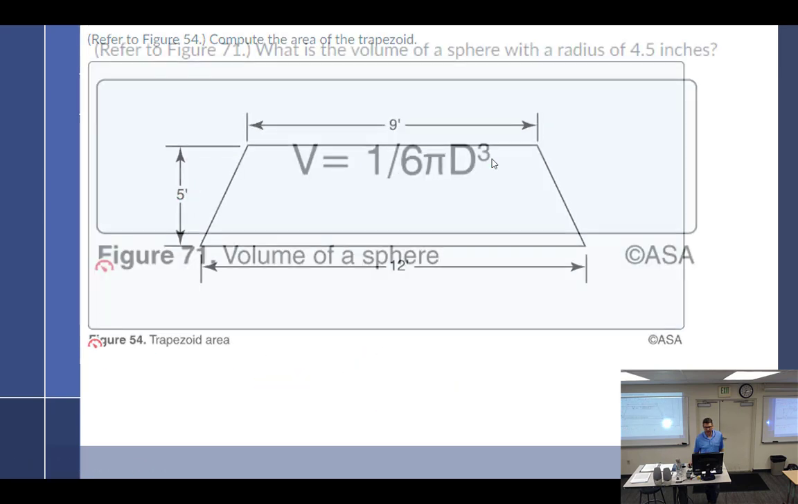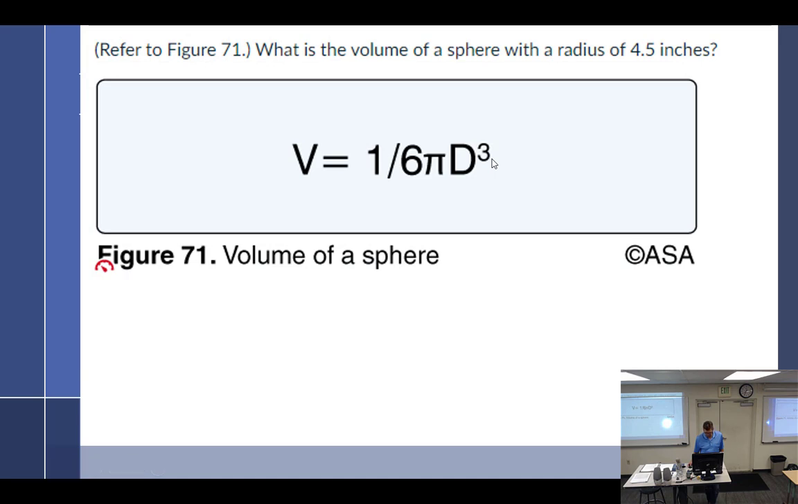All right, this one actually caught me by surprise. I didn't realize this was even in here. I used to do this in my regular notes. I'm like, I'll never ask you to do the volume of a sphere. Who would ask that? But apparently they do.